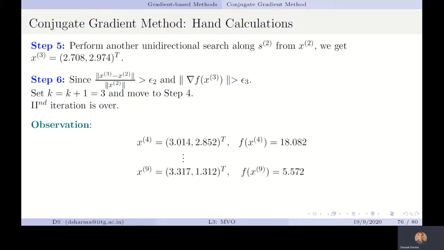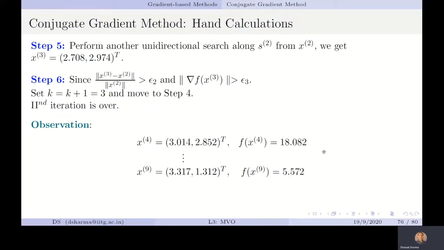Now suppose we follow these steps one by one, so we'll get, say, point X4 and the fitness value is 18.082. And if we keep on continuing, after 9 iterations or at the 9th point, our function value is always improving, but it has still not reached the optimum solution.